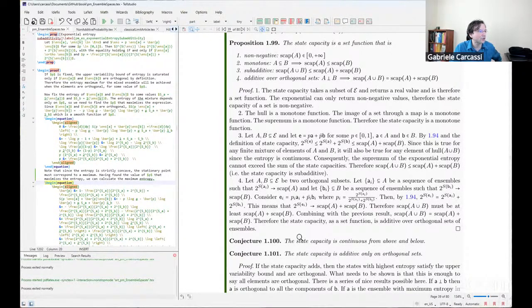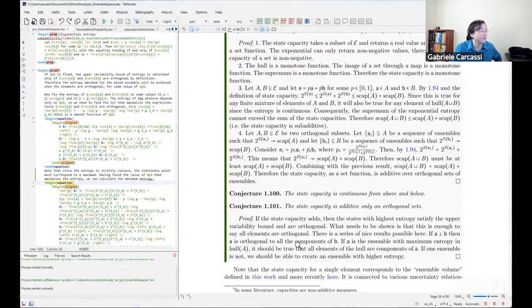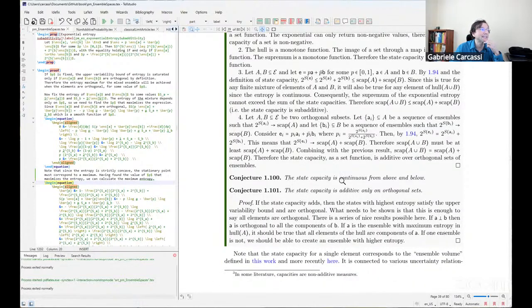There are two conjectures that I have not proved yet. Again, this tells you that this is a work in process. The state capacity is continuous from below and above. I think this is true. I think it's going to be simple to prove. I just haven't done it.